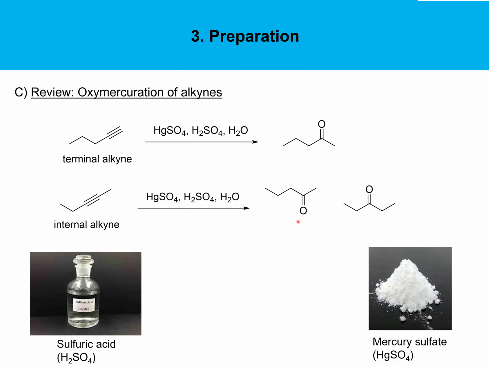Notice this is very similar to the hydroboration of internal alkynes. We end up with two ketones. With terminal alkynes, whether it's through oxymercuration or hydroboration, you can get a single carbonyl. In the case of hydroboration, we end up with an aldehyde. In the case of oxymercuration, we'd end up with a ketone.